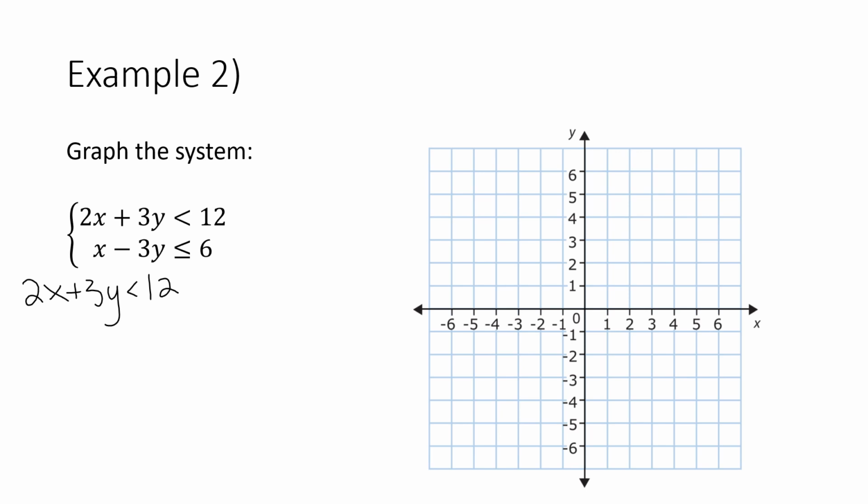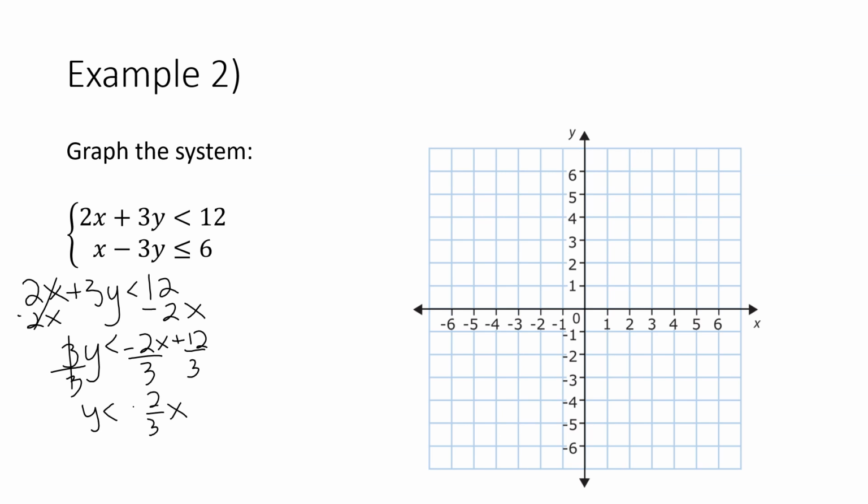Our job here, we want to get y by itself. So we're going to subtract 2x and move it to the other side. That'll leave us with 3y is less than -2x plus 12. Then to get y by itself, we can divide everything by 3. Then that'll leave us with 1y. y is less than -2/3 x plus 4.